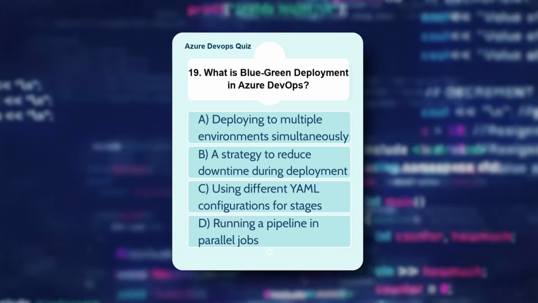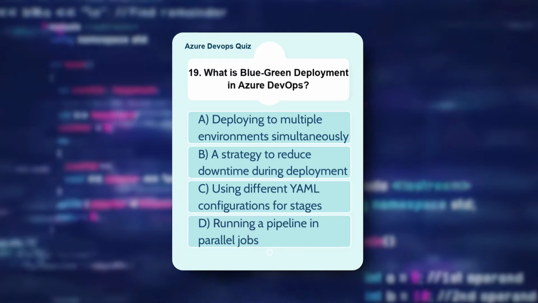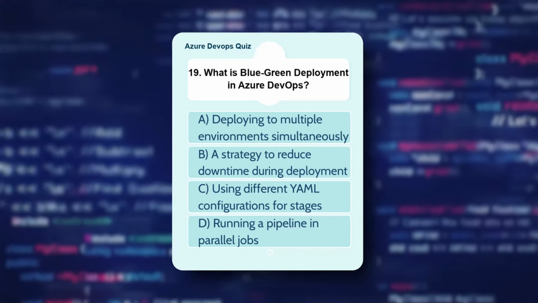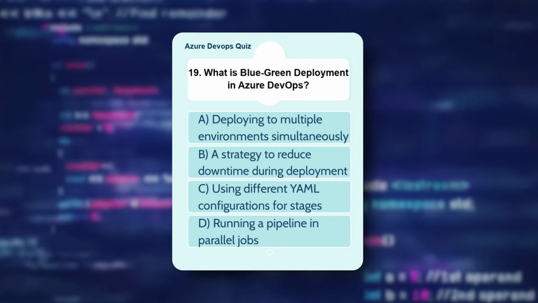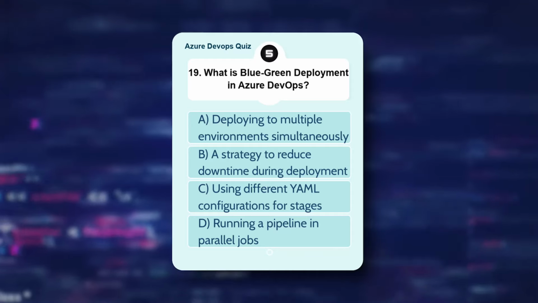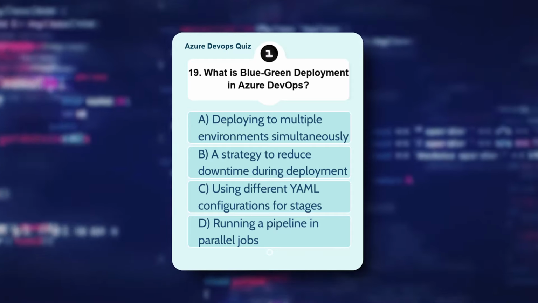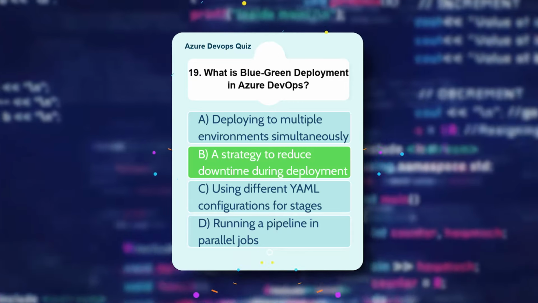19. What is blue-green deployment in Azure DevOps? A. Deploying to multiple environments simultaneously. B. A strategy to reduce downtime during deployment. C. Using different YAML configurations for stages. D. Running a pipeline in parallel jobs. Answer. B. A strategy to reduce downtime during deployment.